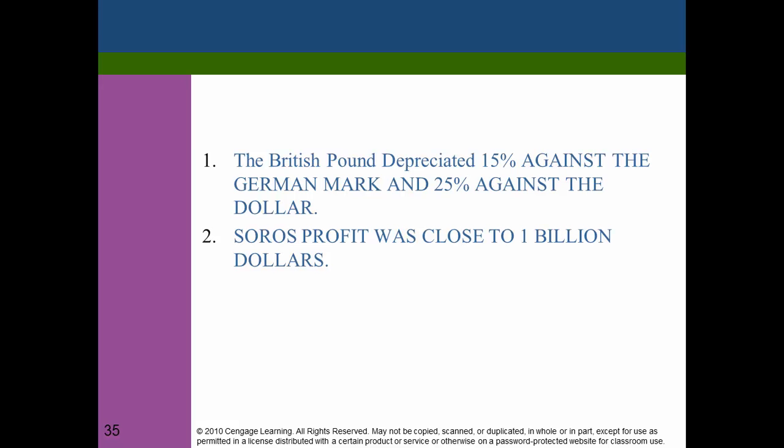So what happened because of this? Because of this, the British pound depreciated 15% against the German mark and 25% against the dollar. So that was a big decline against both these currencies. And Soros' profit was close to $1 billion. So he made $1 billion, and in the 1990s, that is a huge sum of money. $1 billion is definitely worth a lot more than what it is today.